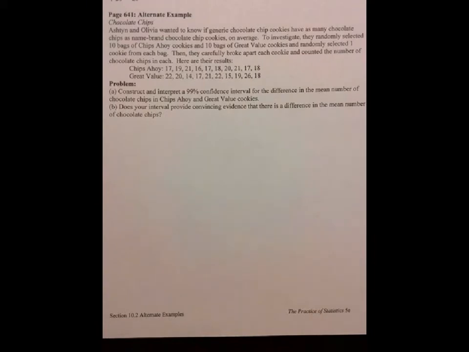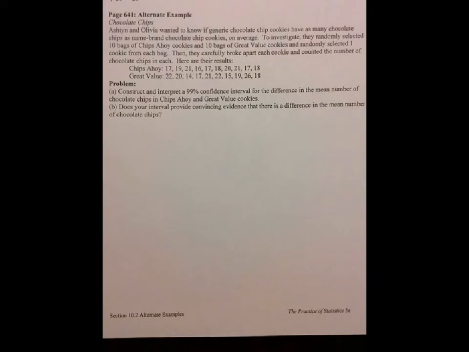To investigate, they randomly selected 10 bags of Chips Ahoy, that's the name brand, and 10 bags of Great Value cookies, that's the generic supermarket brand for whatever supermarket they were in, and randomly selected one cookie from each bag. Then they carefully broke apart each cookie and counted the number of chocolate chips in each, and here are their results. So these are the sample data for a sample of 10 Chips Ahoy bags and a sample of 10 Great Value bags.